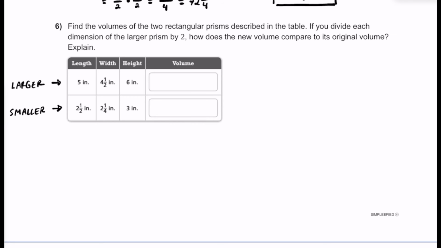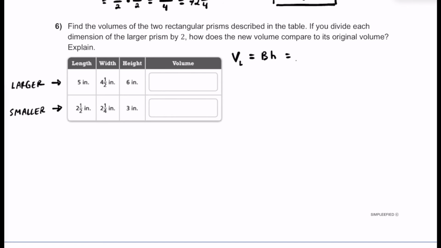It says find the volumes of each of these, and it's asking what's the relationship between the two of them. So if you divide all the dimensions of the top prism by 2, how do the volumes compare? So notice how the length was cut in half, the width was cut in half, and the height was also cut in half. So they're wondering what we could expect would happen to the volume if you cut each of the dimensions in half. Okay, so let's go ahead and find the volume of the larger one. I'm going to put a little L for larger. Volume is going to be the area of the base multiplied by the height.